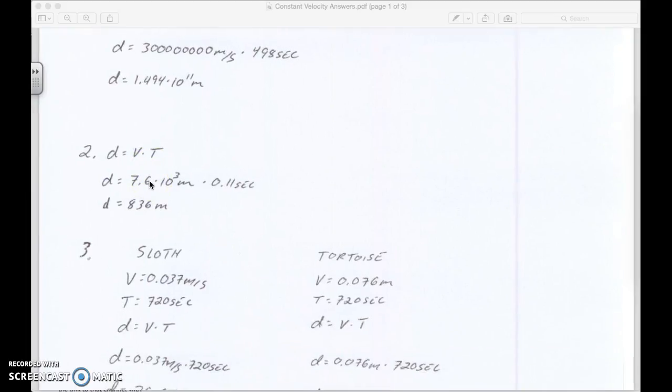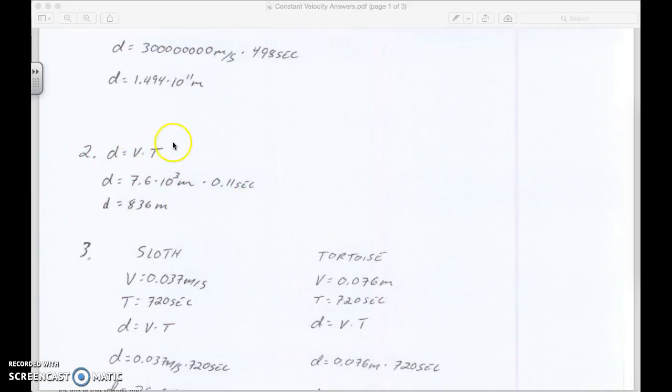Number 2, the space shuttle travels at a speed of about 7.6 times 10 to the 3rd meters per second. The blink of an astronaut's eye lasts about 110 milliseconds, which is 0.11 seconds. How far does the space shuttle go in the blink of an eye?